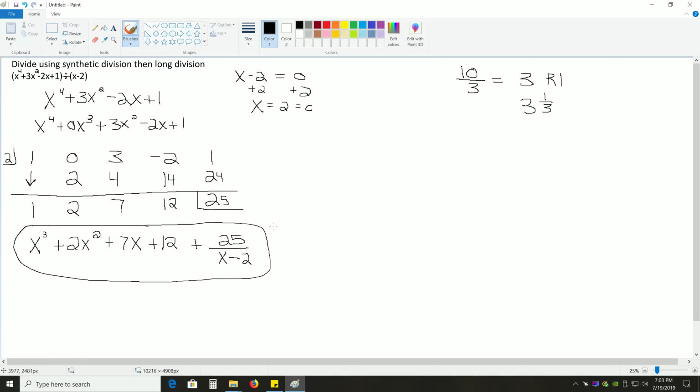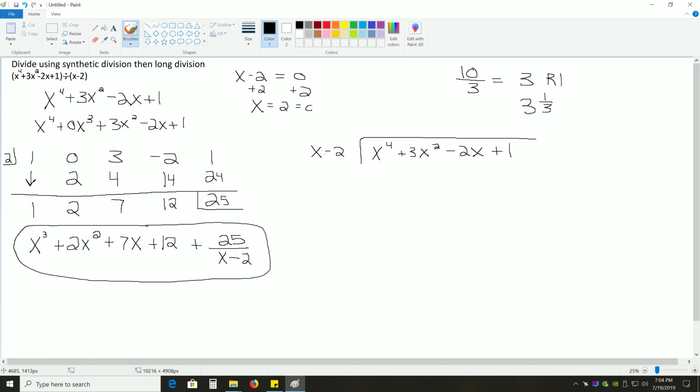Now we're going to go through the problem using long division. And long division will work very similarly to how we did long division in the past, in arithmetic, pre-algebra. We're going to set up our divisor on the outside of a half box, and we're going to put our dividend inside of it. So we have the x to the fourth plus 3x squared minus 2x plus 1.